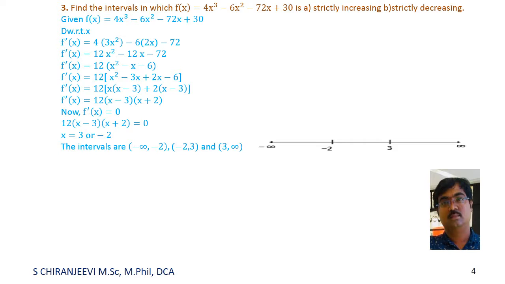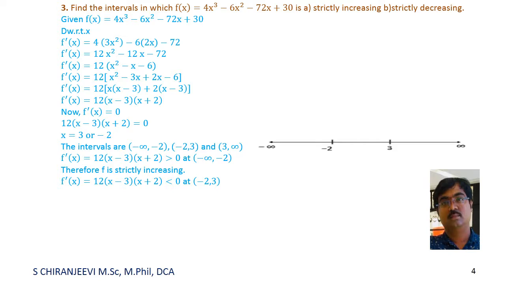Now we need to find in each and every interval whether it is increasing or decreasing. So f dash of x equal to 12 into x minus 3 into x plus 2 will be greater than 0 at minus infinity comma minus 2. So here in minus infinity comma minus 2 you can take any value. Let me take minus 3. So if we substitute, minus 3 minus 3 will become minus 6, into minus 3 plus 2 is minus 1. So minus of minus will be positive. So it is greater than 0. Therefore f is strictly increasing.